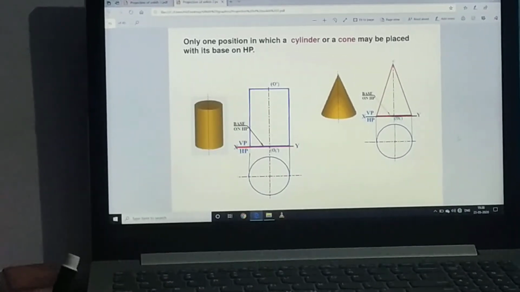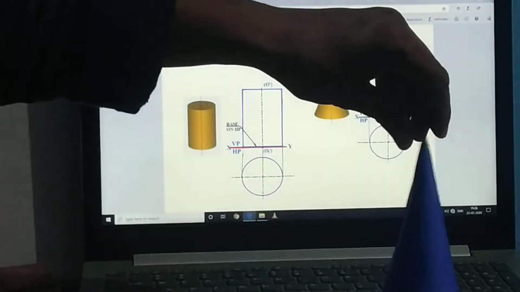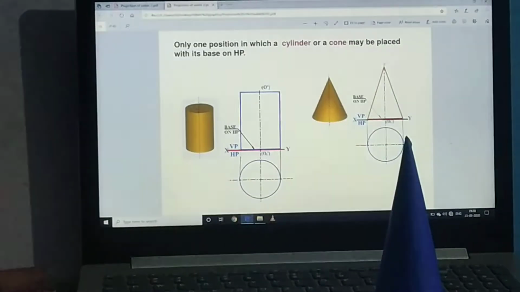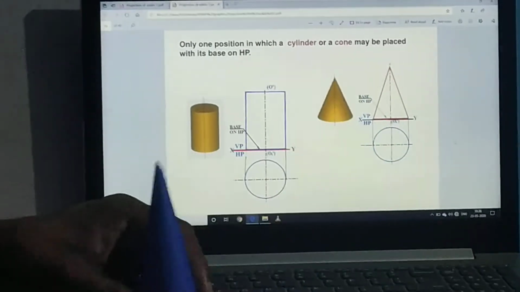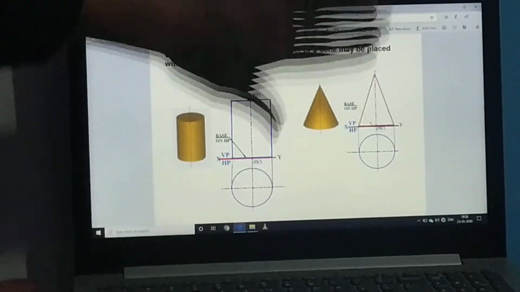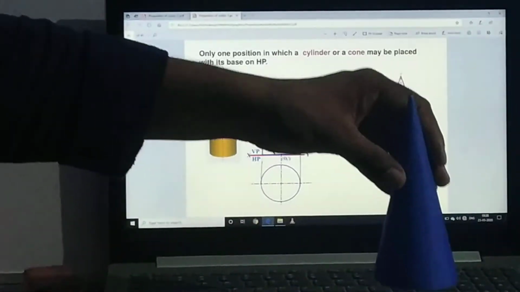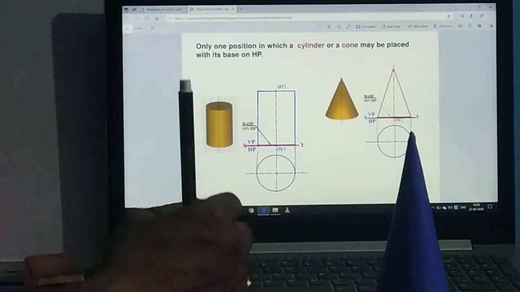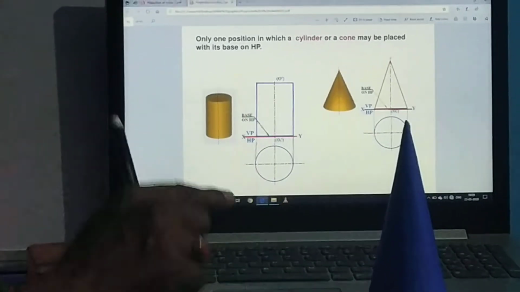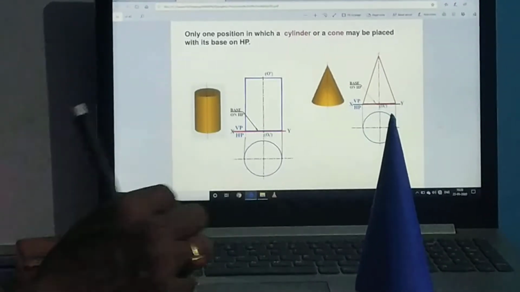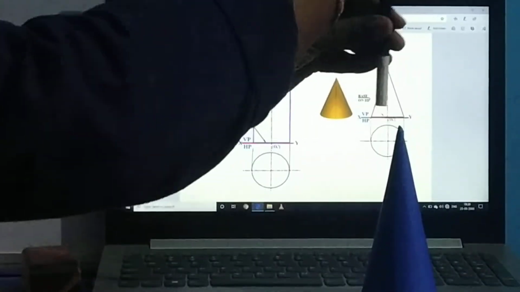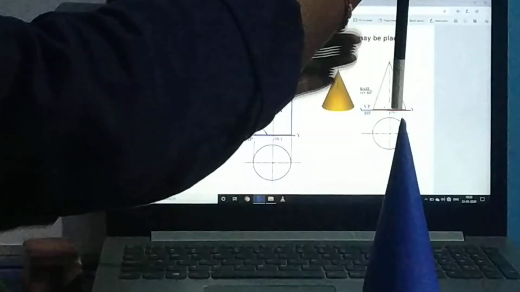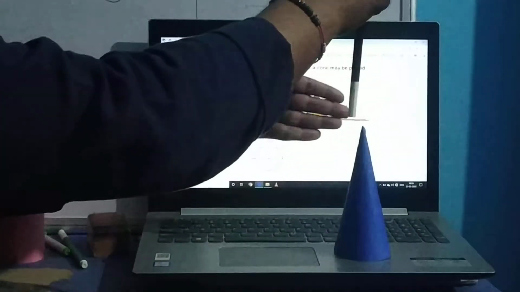Now, just changing our solid. If we have a second solid, a cone, and this is our HP plane and this is our VP plane, and the cone is placed like this, we can say the cone is placed in the first quadrant in such a way that its axis is perpendicular to HP and parallel to VP.